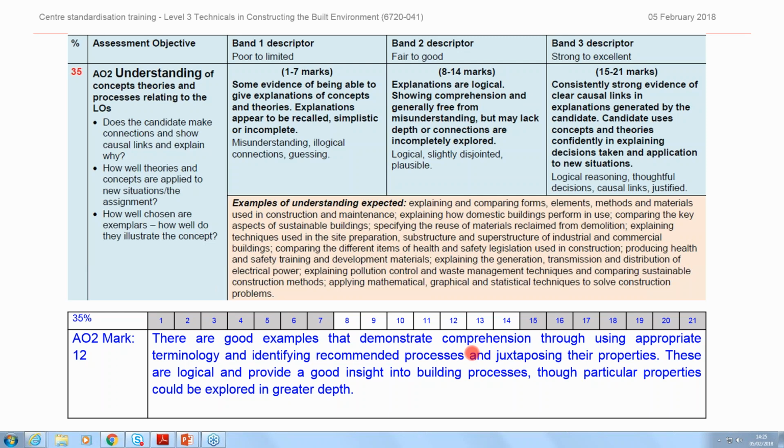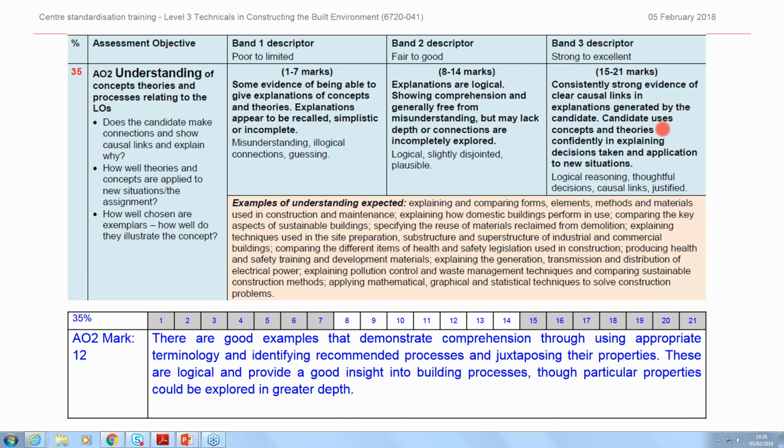But then it says there may be a lack of depth or connection, and the comment at the end does go on to say that no particular properties could be explored in greater depth. So it's indicating there that greater depth could have been used. If you look again at the Band 3 descriptor, it says candidates use concepts and theories confidently in explaining decisions, taking and applying the new situation. So if we go back to our teacher training and think of Bloom's taxonomy, I don't think there were examples there where we were starting to apply things. So it was very much about the recall.